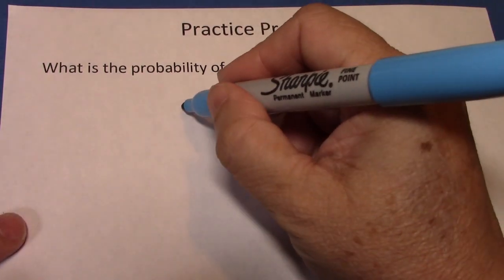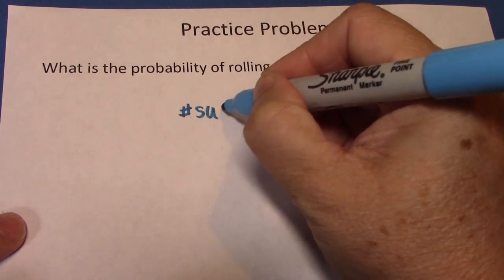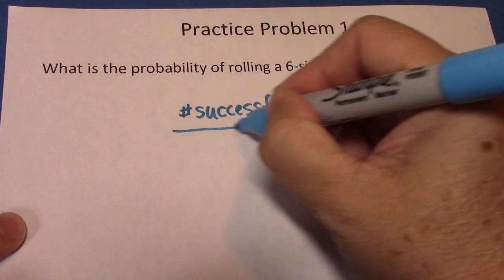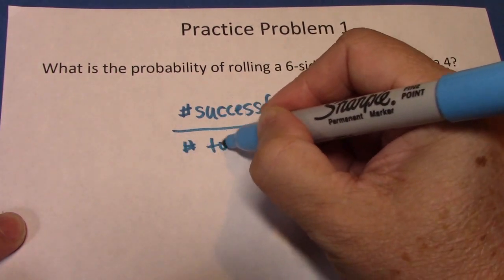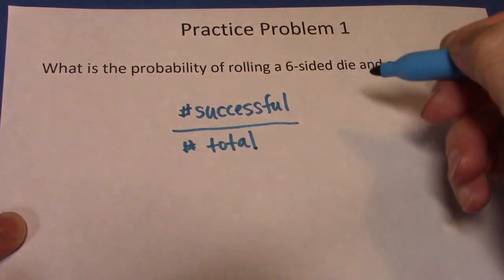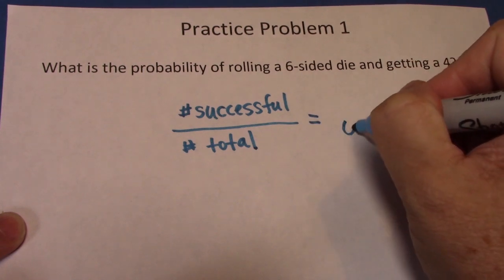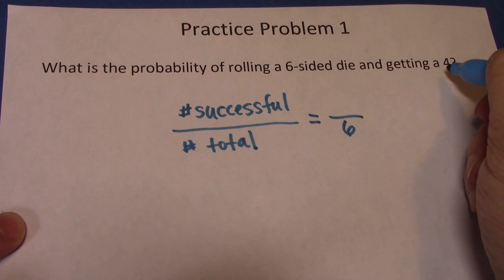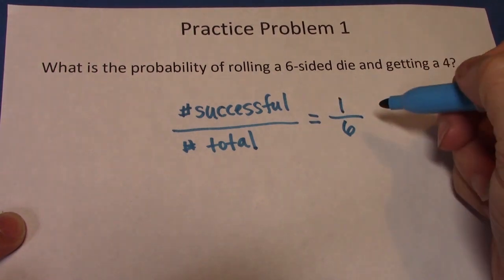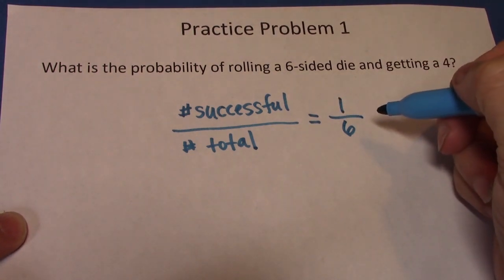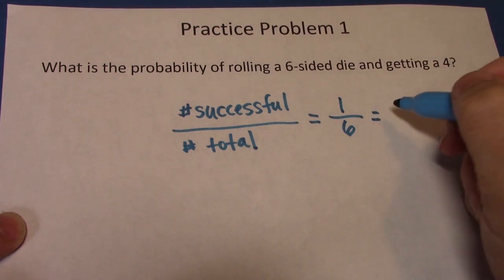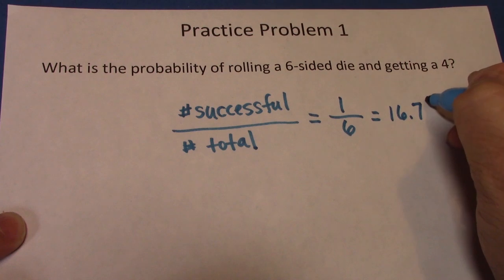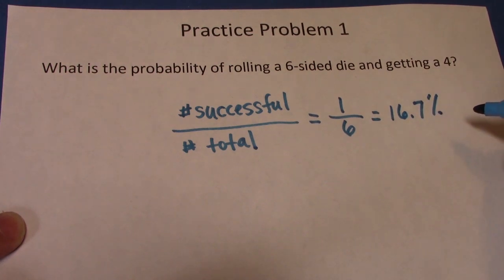Alright, so the formula is the number of possible successful outcomes over the number of total possible outcomes. On a six-sided die, there are six sides, so six possible outcomes. And we only have one possible success here, that's rolling a 4, 1 out of the 6. So it's 1 out of 6, or we can convert that to a percent and say that it's a 16.7% chance of rolling a 4.